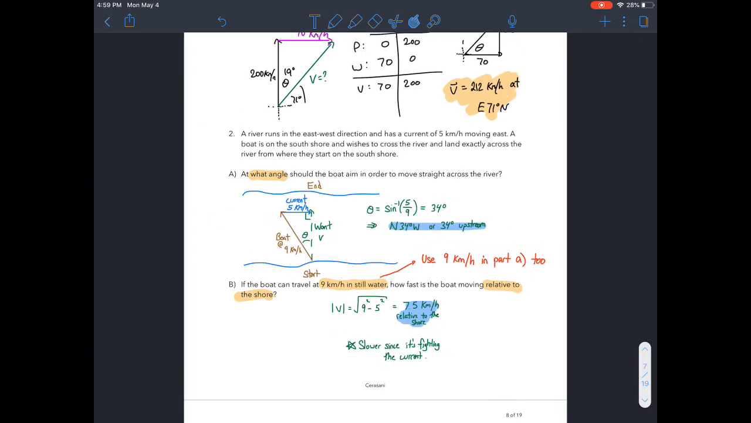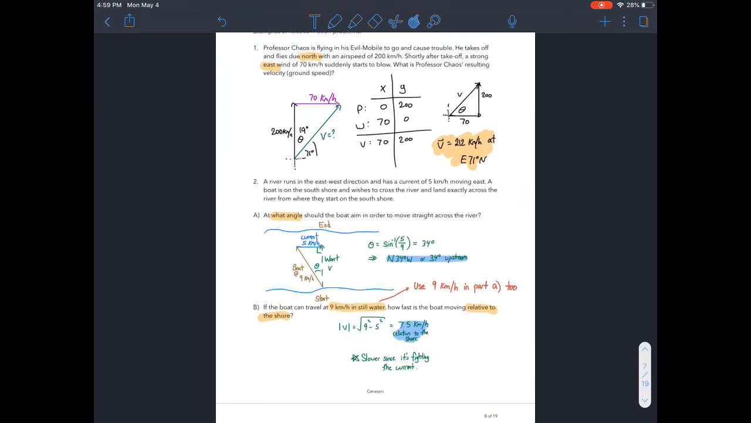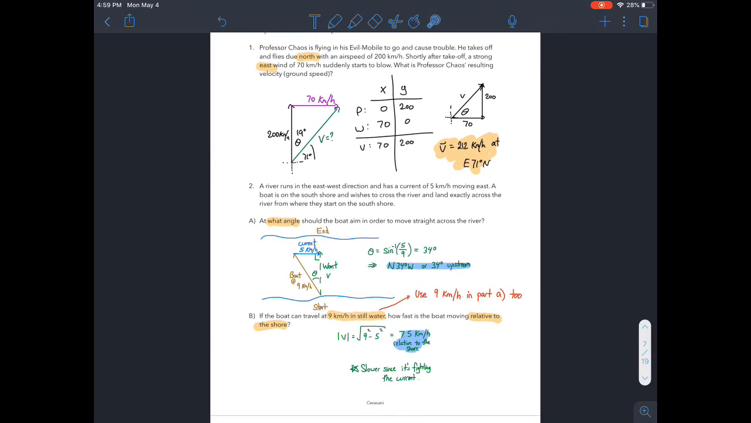Okay? So these are the two types of questions that you'll see quite a bit. Question number 1 here, you move straight across, you've got current or wind pushing you to the side, so you start to move at an angle. Versus moving at an angle originally, the current pushes you back so that you end up moving straight. Kind of the reverse types of questions, all right?